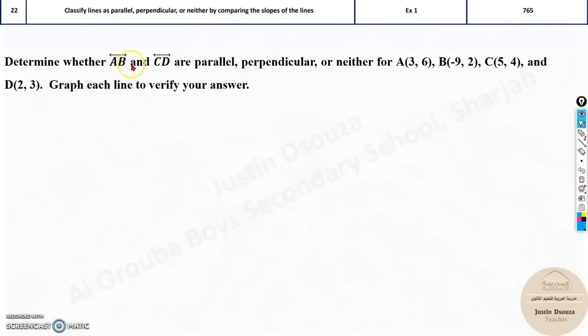Determine whether line AB and CD are parallel, perpendicular or neither for these particular coordinates. Okay, and then graph each line to verify your answer. It is very important for you to draw a graph. Now the graph is not given. You won't be able to exactly draw the graph, if the graphing sheet is given, yes. Otherwise, just draw a random graph.